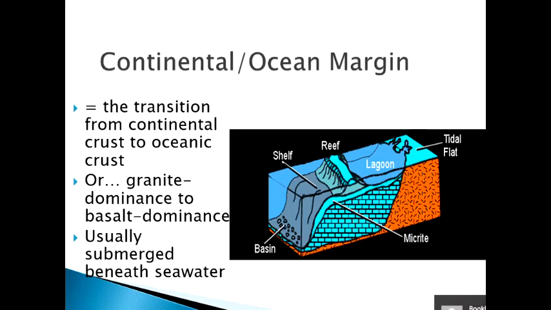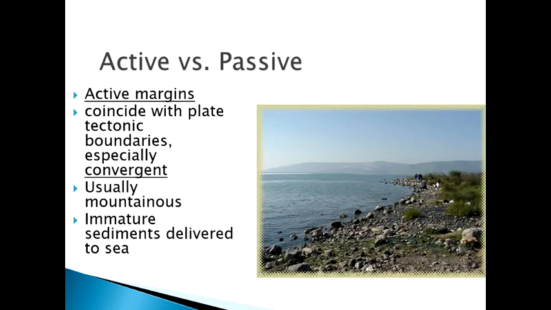Continental margin defines the transition from the continents to the ocean, but in a geologic sense, the transition from continental crust to oceanic crust. Another way to phrase it would be granite dominance to basalt dominance, and this is almost always submerged versus seawater. The first comparison I'm going to make is an active margin versus a passive margin. An active margin coincides with a plate boundary, especially a convergent one.